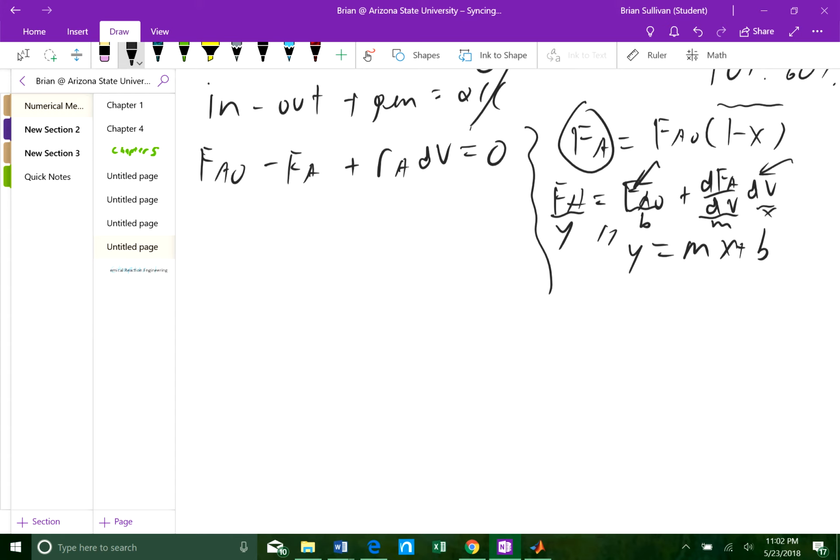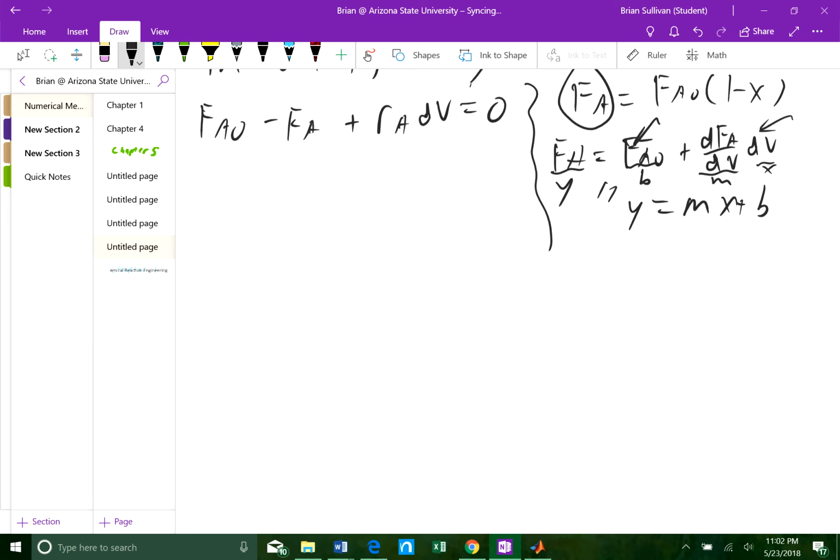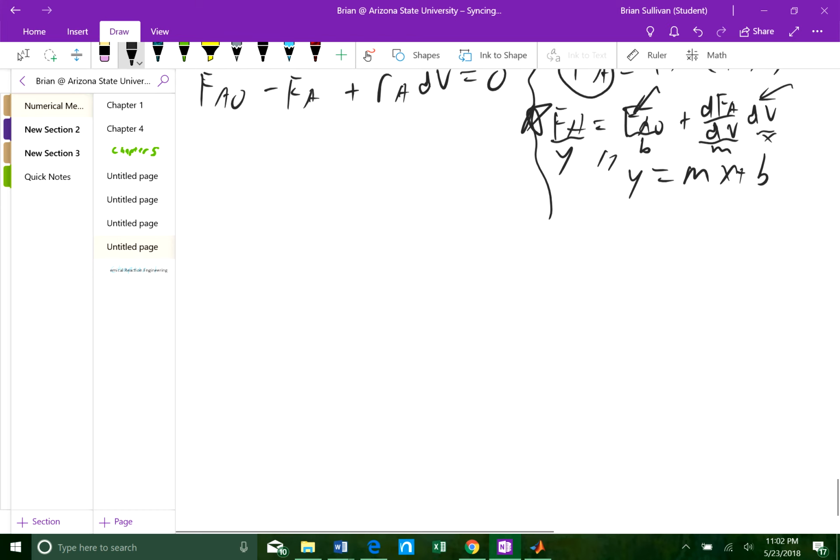And you're assuming that the molar flow rate of A, or the presence of A, is changing linearly. And dFA/dV will be negative, because you're going to have a negative change in A. At point 2, you have a smaller amount of A than at point 1, and when you subtract them, you get a negative value. So dFA over dV will be a negative value. So I'm going to plug this guy into the balance, and you'll see how it works, hopefully.